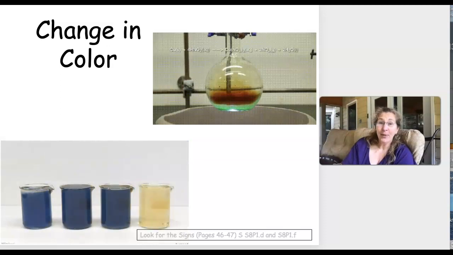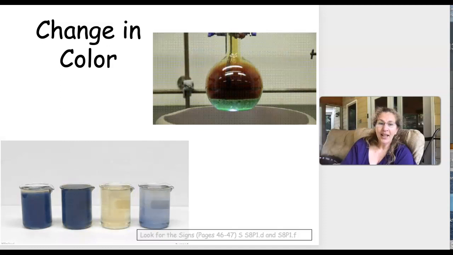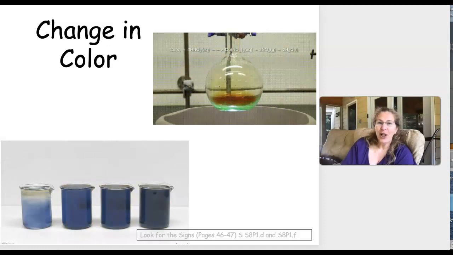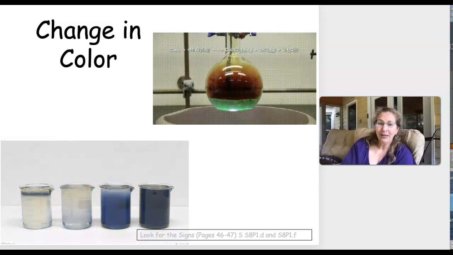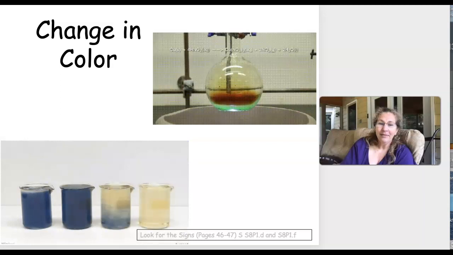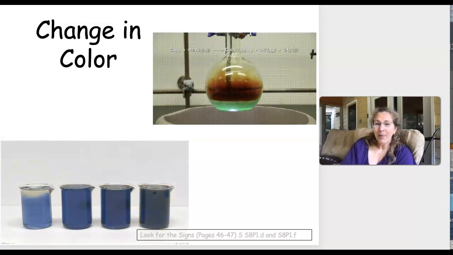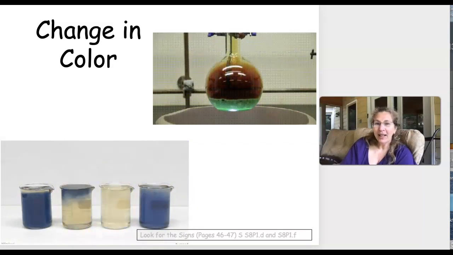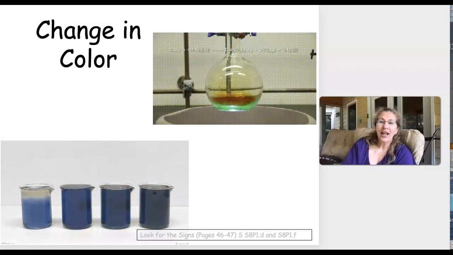And we already talked about this one, change in color. So on the bottom, you can see that these beakers are changing color, and this is actually a fun lab that you'll probably do in chemistry. On the top, not only do we get a color change, we also get the production of a gas.